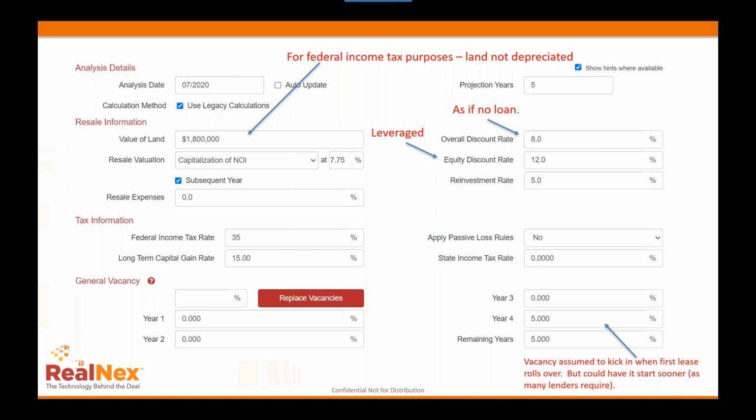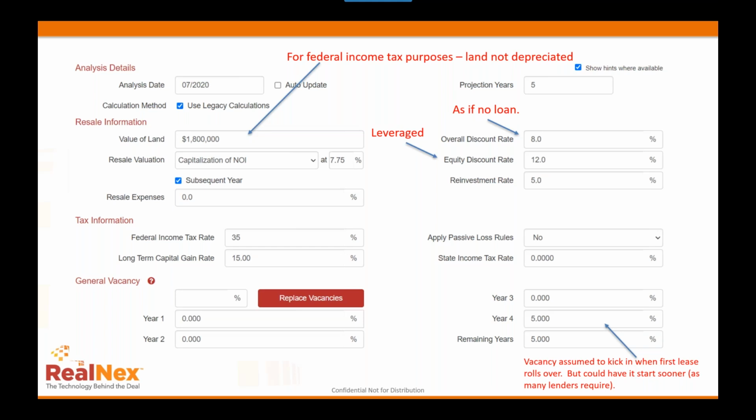These kinds of inputs, again, all programs that I've seen would have all these same inputs. So we hope you use Real DCF to do this, but if you use another program, you're going to see the same inputs for the same reasons that I'm talking about. So you'll see a general vacancy rate and all this other information.